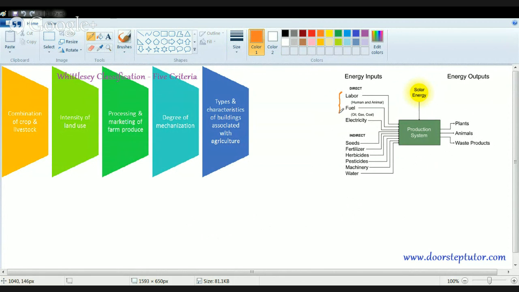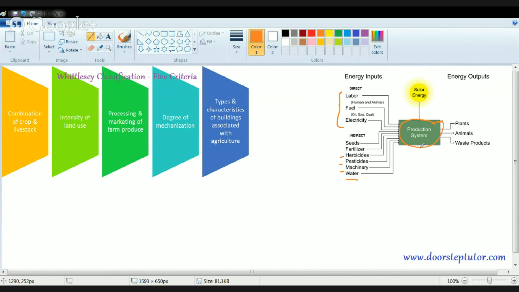We require labor, we require electricity, fuel. These are direct things that we require for production system. The indirect things required are seeds, fertilizers, herbicides, pesticides, machinery, and water. All these together interact to provide a production system. And we have outputs for animals, plants, and as outputs is waste products.